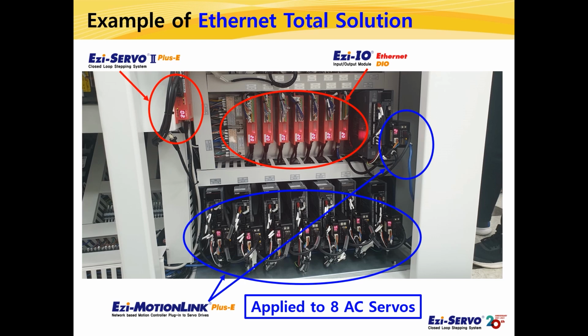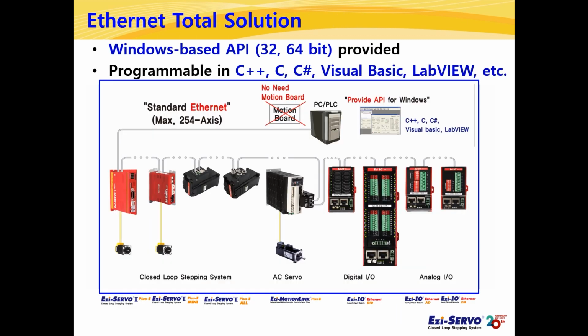In the case of a small machine like this, if you use Ezi-MOTIONLINK, you can control Ezi-SERVO, stepping motor, I/O module with FASTECH's API. You don't need a separate motion board for Ezi-SERVO. Just control with one Ethernet network. Therefore, it is possible to save costs by removing unnecessary motion boards and reducing wiring. To summarize the product concept, it is as follows.